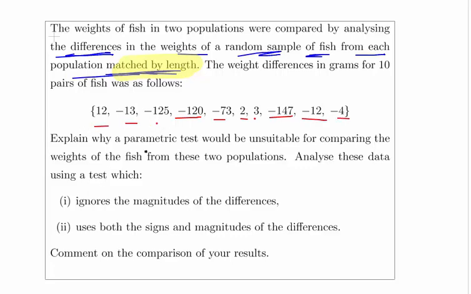So explain why a parametric test would be unsuitable for comparing these weights of the fish for these two populations. And then analyze the test using a procedure which ignores the magnitude of the differences, and then another one that uses both the signs and the magnitudes. So essentially, in the first case, it's subtly telling us to use the sign test, and in the second one, it uses signs and magnitudes, which is the signed rank test.